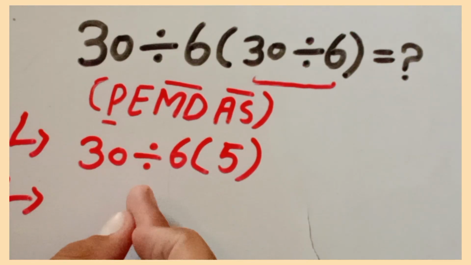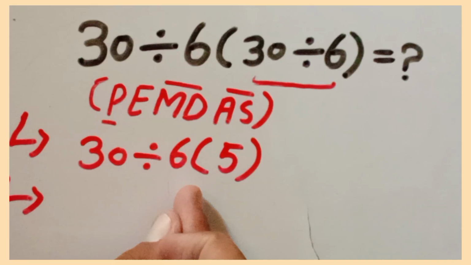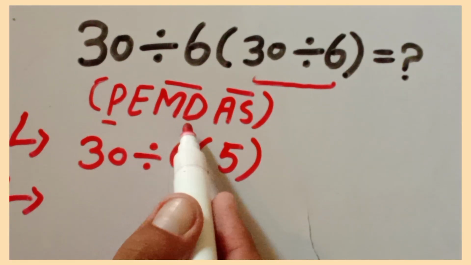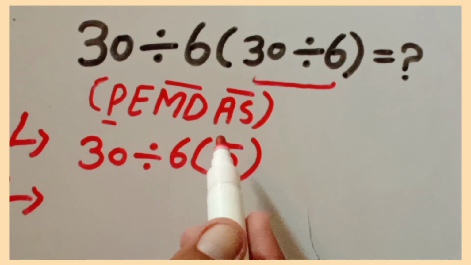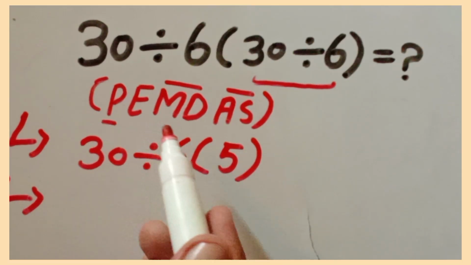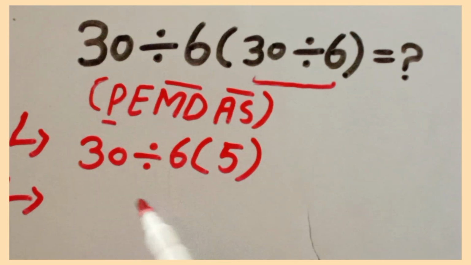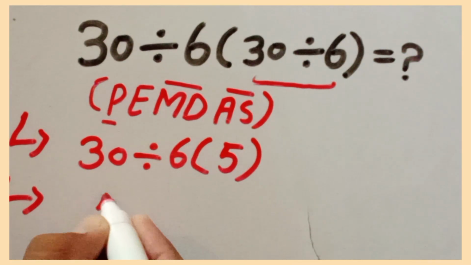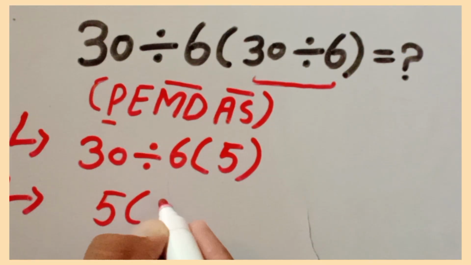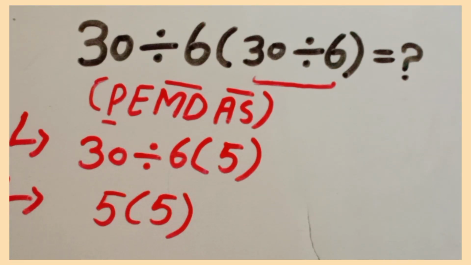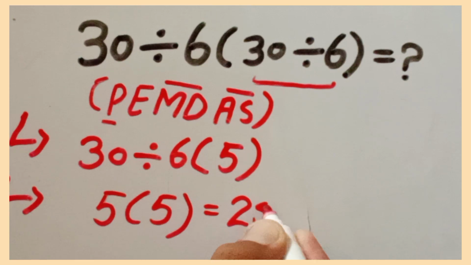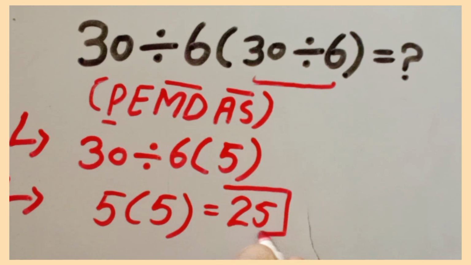In this expression one division and one multiplication are included, and multiplication and division have higher priority than addition and subtraction, and we have to go from left to right. So here we can start from left to right. So 30 divided by 6 which is equal to 5, times 5. So 5 times 5 which is equal to 25. Students, this is our final answer of this expression.